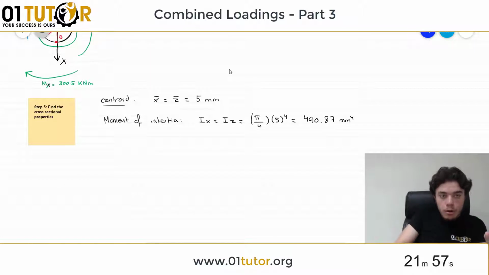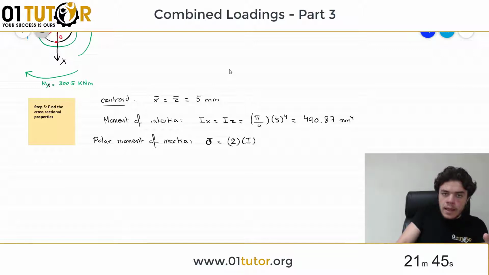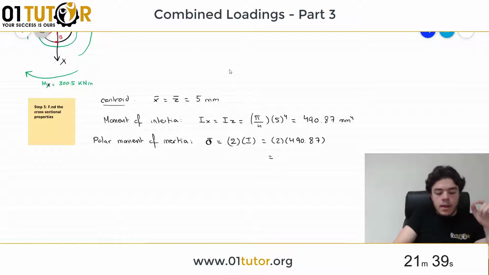Now, what about the polar moment of inertia? The polar moment of inertia, it is J, which is equal to 2 multiplied by I, and it's equal to 2 times 490.87, and it is equal to 981.75, right? Actually 0.74, so 981.74 millimeter to the power 4.